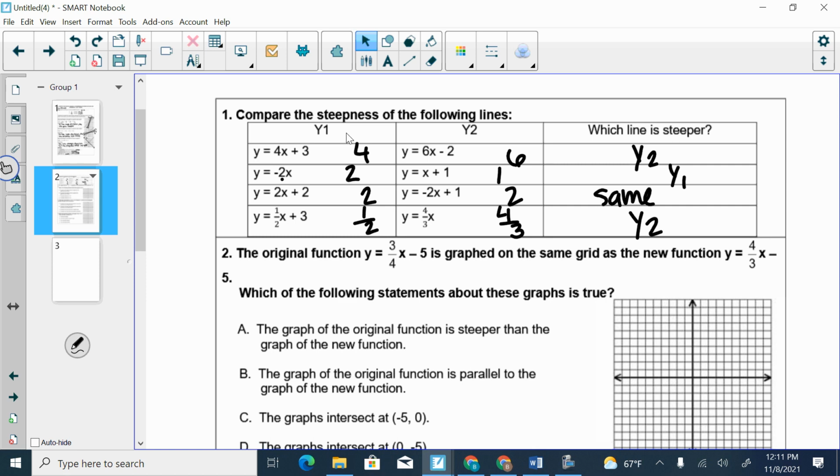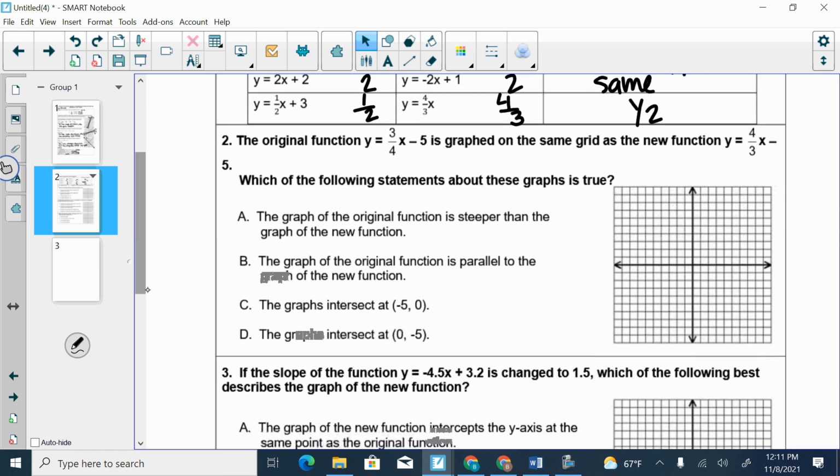All right. Okay, then we've got this multiple choice question here. It says that the original function, y = 3/4 x minus 5, is graphed on the same grid as 4/3 x minus 5. Okay? They want us to determine which one of the statements would be true. So let's go ahead and graph both of these so we can see where they would be.